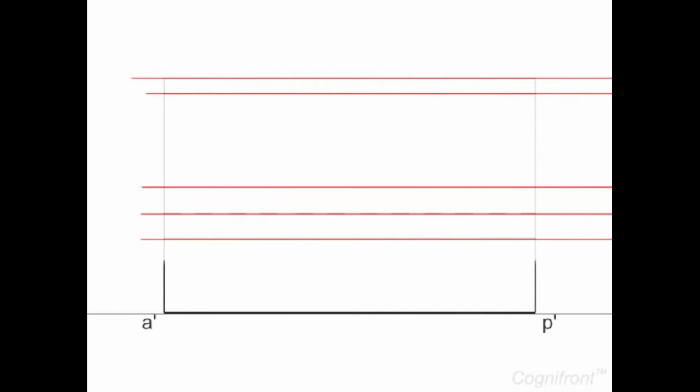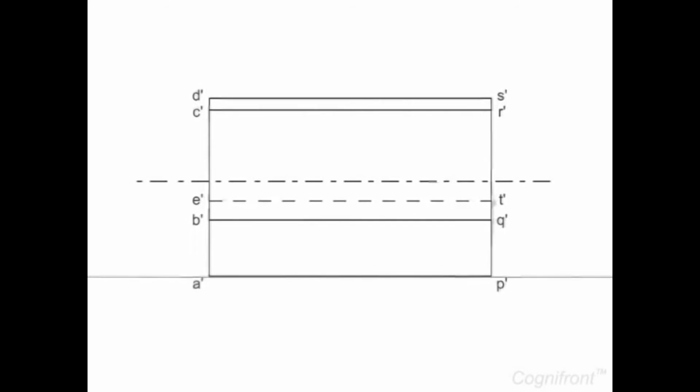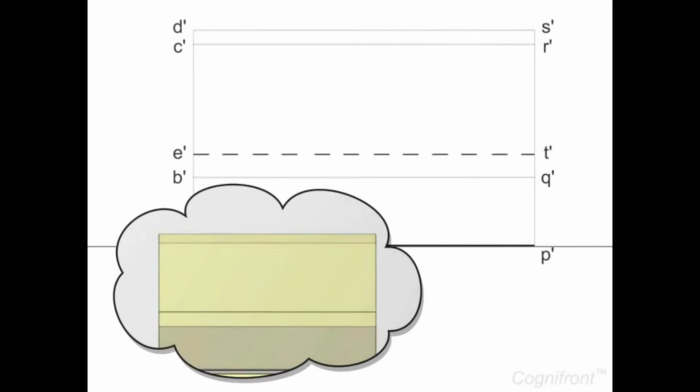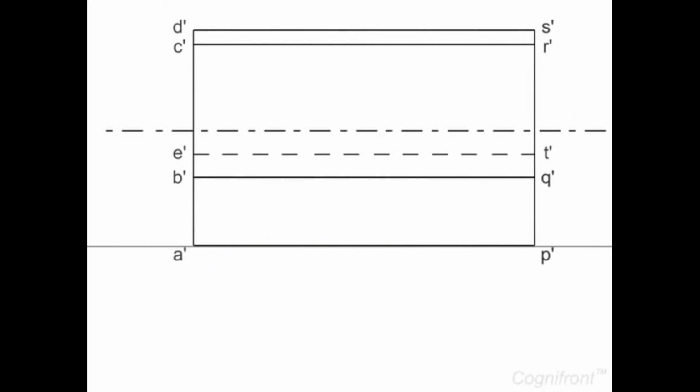Draw vertical lines from points A', B' above XY to intersect the projectors drawn from the side view at Q', T', R', S' and also at B', E', C' and D'. This completes the front view of the prism. Observe the hidden line E', T' represented as dotted line.